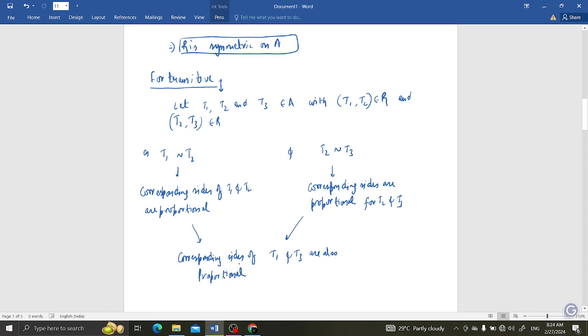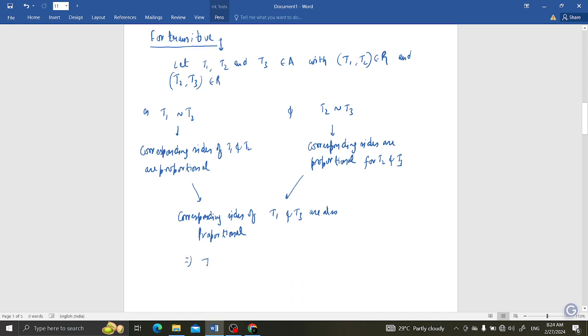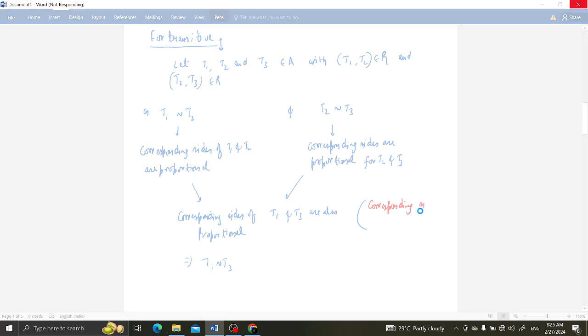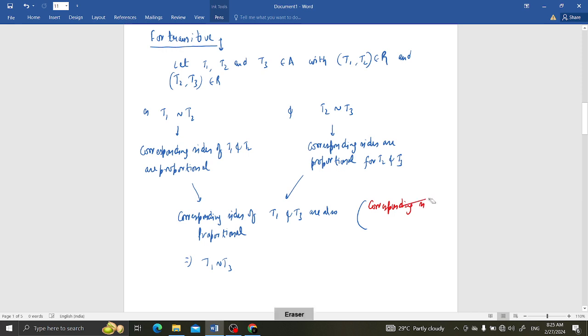The reason is that T1 is similar to T2 and T2 is similar to T3, so T1 is similar to T3. Why so? What does it imply? T1 is similar to T3 because the above actually implies corresponding sides of T1, T2 and T3 are proportional if we are taking one at a time.